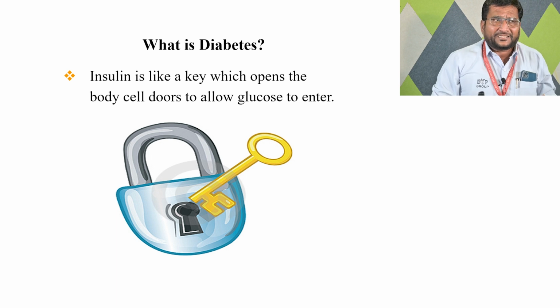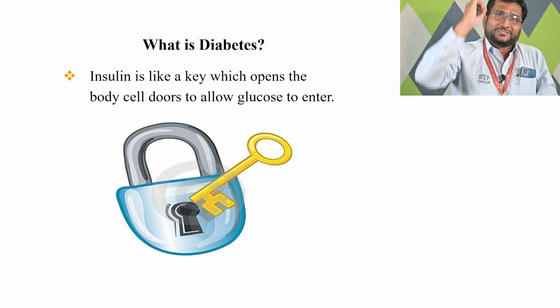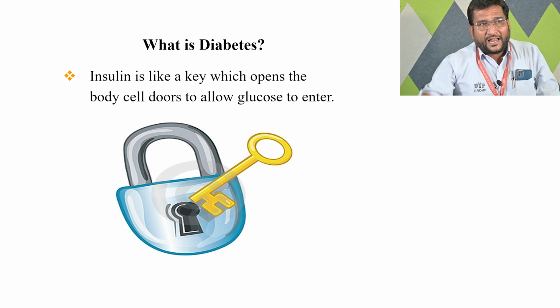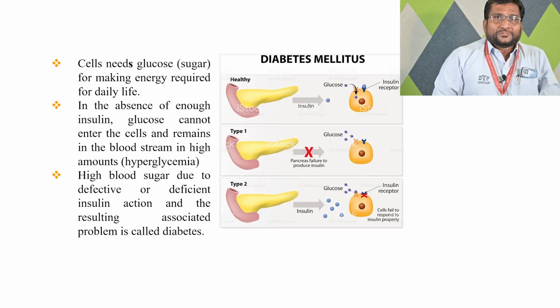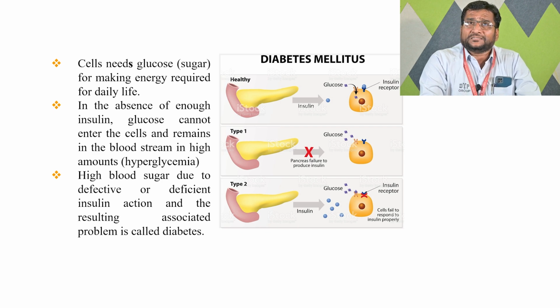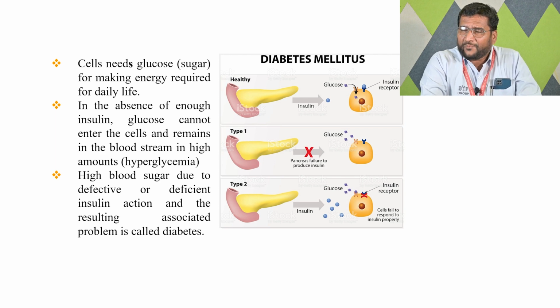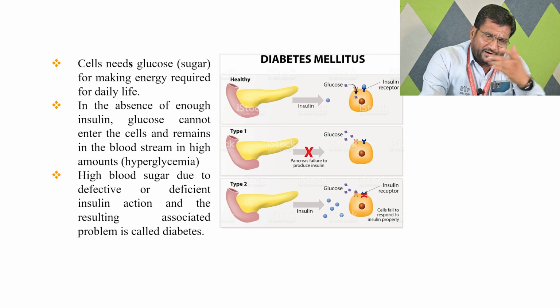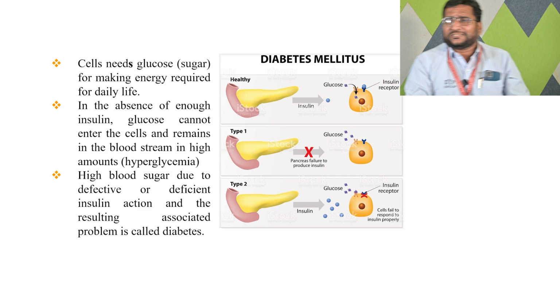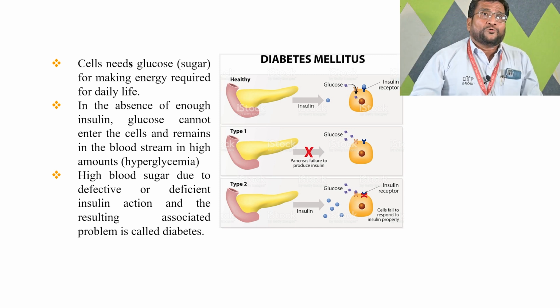So as far as overall diabetes is concerned, what exactly is its connection with alpha cells and beta cells in its secretion? Insulin acts as a key which opens the body cell doors and allows glucose to enter. Here there are mainly two types of diabetes mellitus. All cells need glucose, that is sugar, for making the energy required for daily life. Just now I told you the example, brain cells and muscle cells totally rely on glucose. That's why they continuously need glucose.